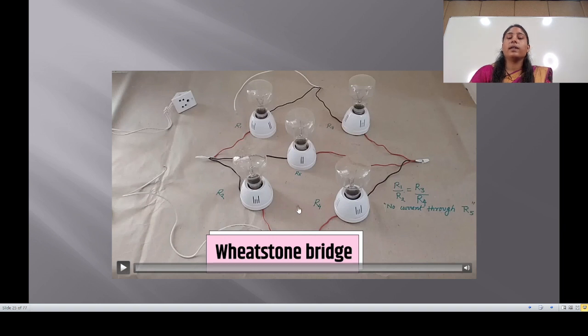All bulbs are connected in a quadrilateral way, and between the diametrically opposite points, the R5 resistance, which is also like a bulb, is connected. So see that animation.